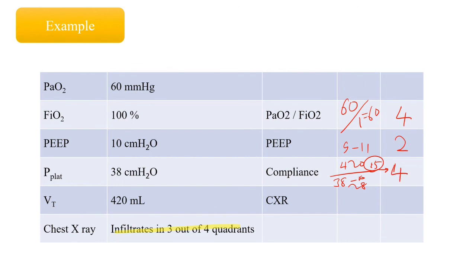Chest X-ray has 3 out of 4 quadrants. This gives a score of 3. This is to be added: 4, 6, 10, 13. 13 divided by the 4 domains will give 3.5, and the Murray score here is 3.5. A Murray score of more than 3 is an indication of severe ARDS that is indicated to have ECMO.